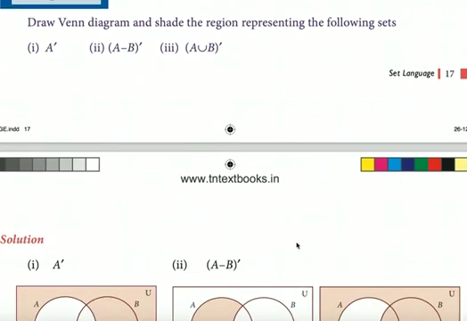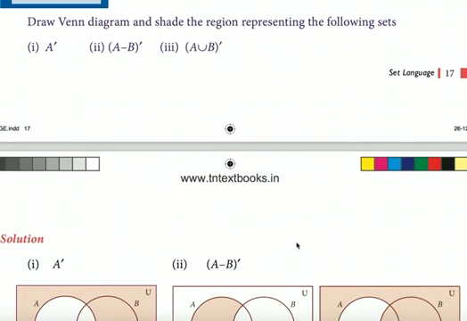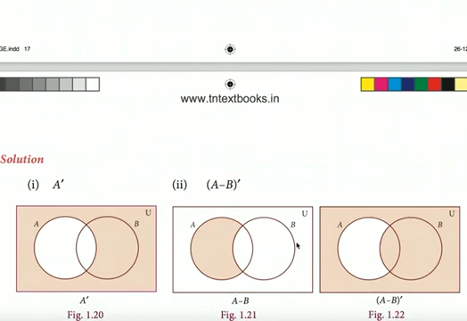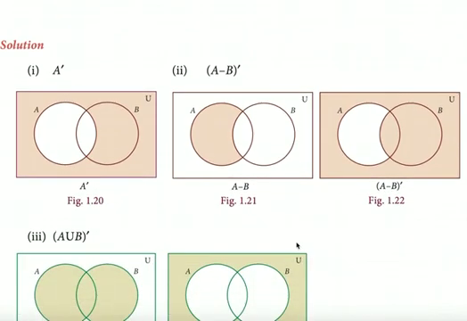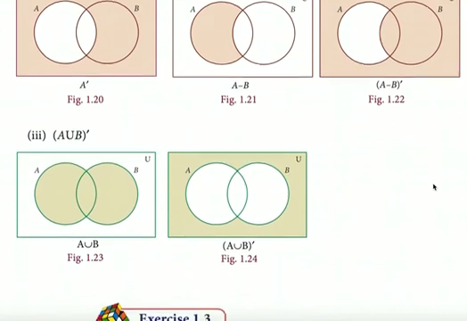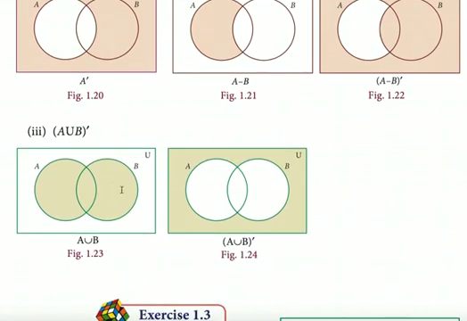Draw the Venn diagram and shade the region representing the following sets. A dash is, this is the Venn diagram for A dash. (A minus B) dash. What is A minus B? Yes, this is A minus B. The dash is the remaining thing. (A union B) dash. This is A union B. So the dash is this.